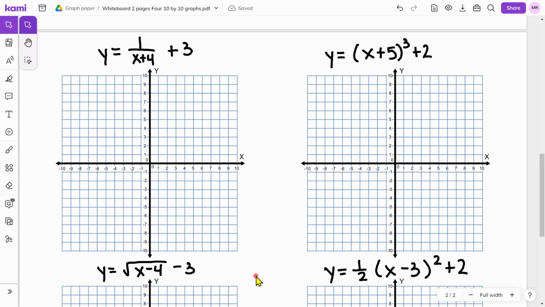So after you have those written down, pause the video and see if you can graph these, or at least find the locator points and think about what the shape of the graph is. And then once you attempt them, come back and restart the video.